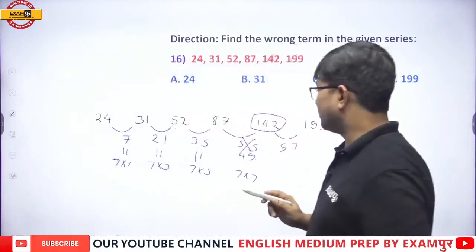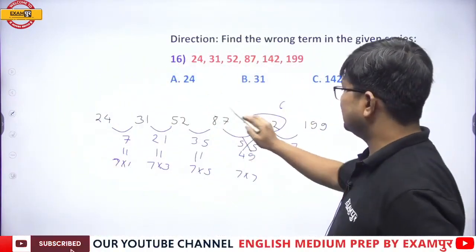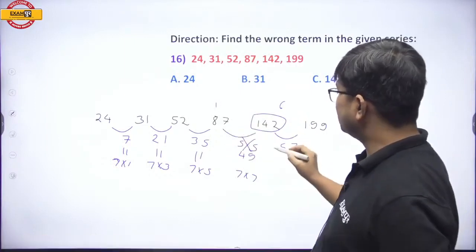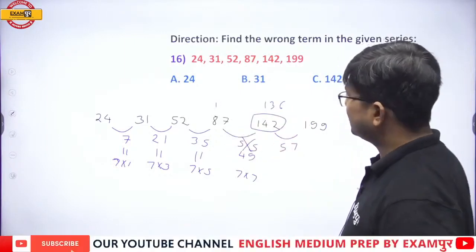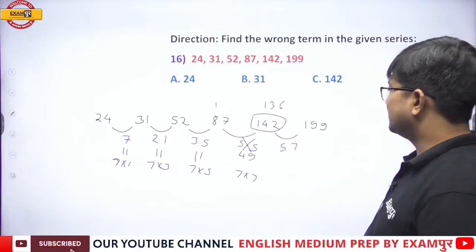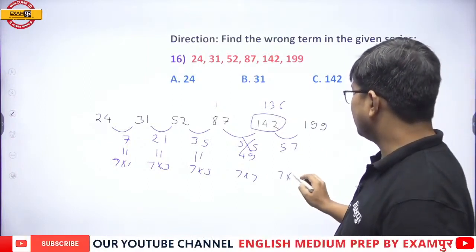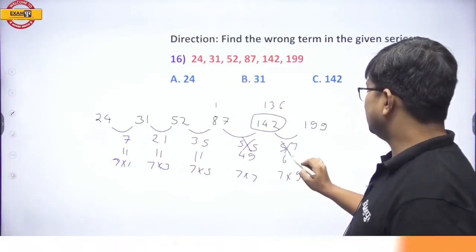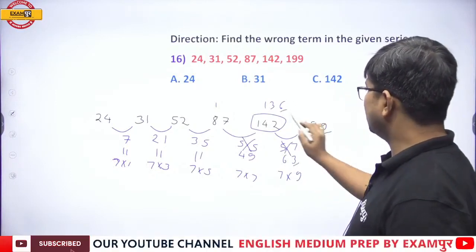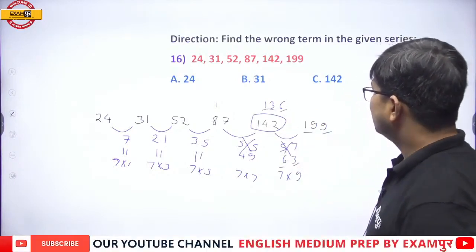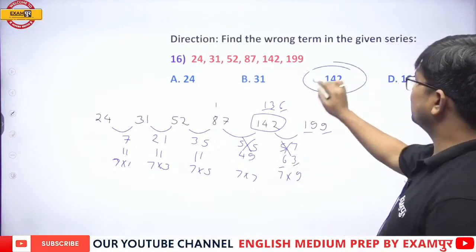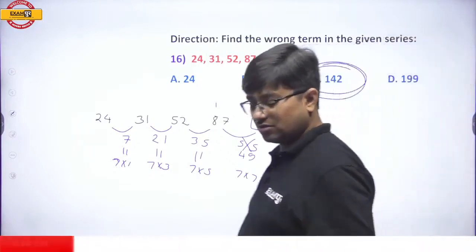Okay. So now what you'll be getting? 7 plus 9, 16. And 8 plus 1, 9 plus 4, 13. So this is 136. And now, my dear students, should be 7 into 9, which is 63. And 6 plus 3 is 9. 13 plus 6 is 19. So the wrong term over here is 142. In place of that, 136 should be there.